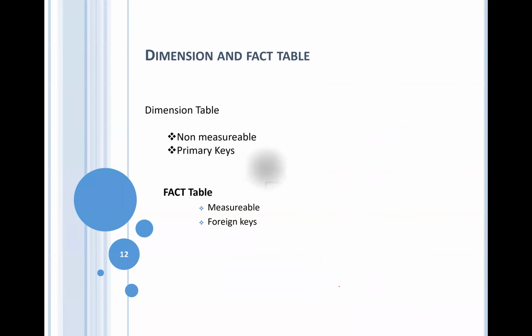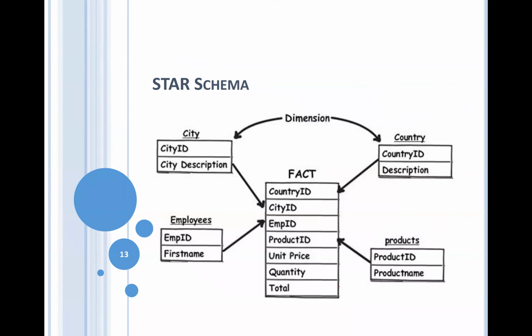This kind of reporting, we will call it a star schema. A star schema is nothing but a centralized fact table connected with multiple dimension tables. See, this dimension table will have a primary key, and this will be a foreign key here. So all the foreign keys.